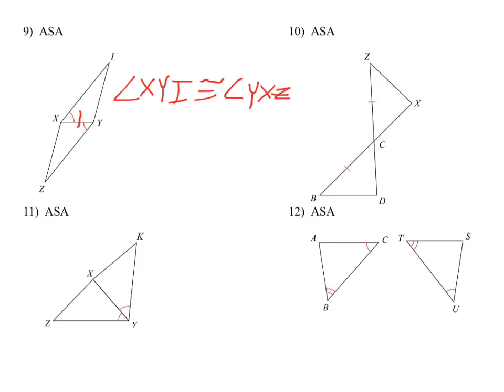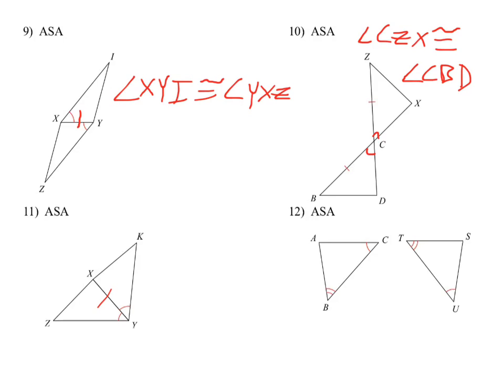for 9. On 10, we can add our congruent markings here because those are vertical angles. We now have angles and then a side. We need the angle that's after that side to be congruent in order to get angle, side, angle. So I need angle CZX to be congruent to angle CBD. Okay, we need those angles to be congruent.